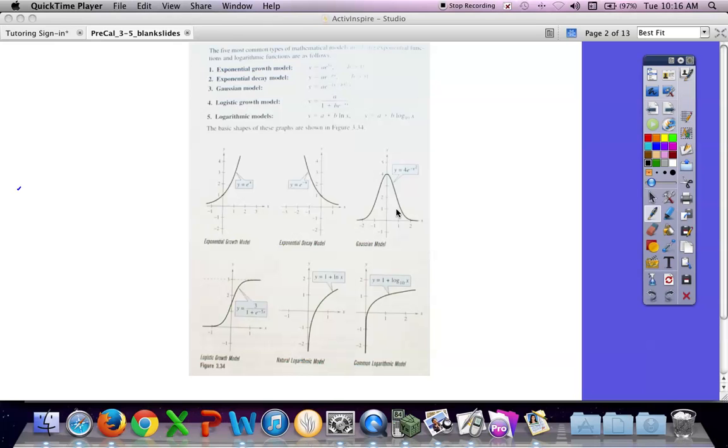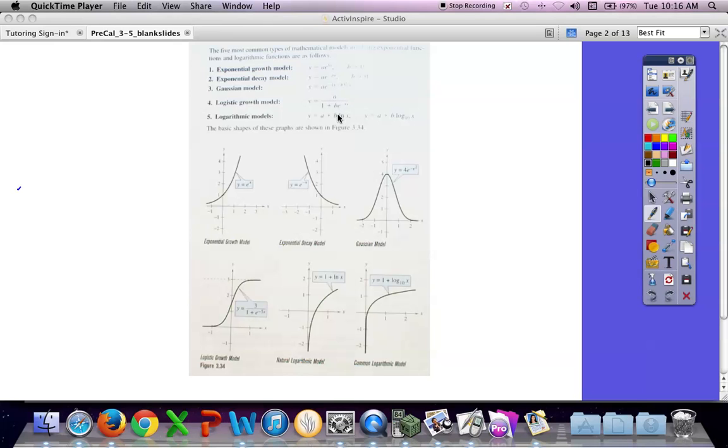The next one, this one here, is called Gaussian. And actually, that's the normal model. If you ever dealt with normal curves, you might have talked about it in a different class. If you're in stats, you would have seen a normal curve before. That is a Gaussian, which means if you look at it carefully, it's an exponential. The normal curve is basically an exponential function.